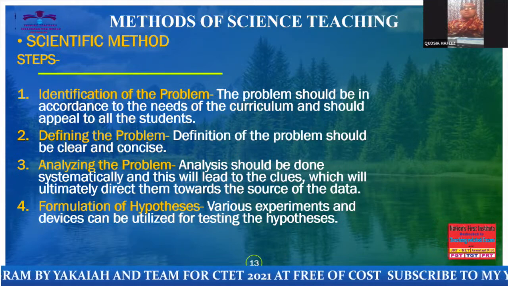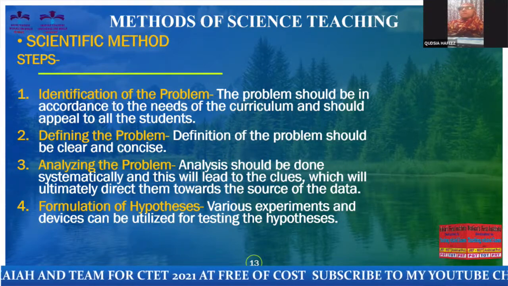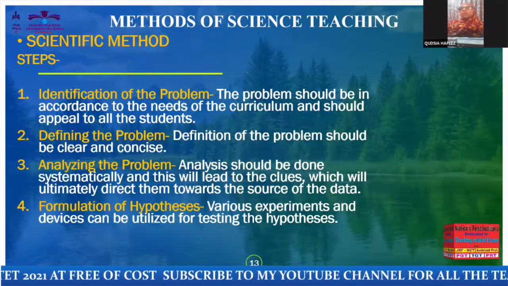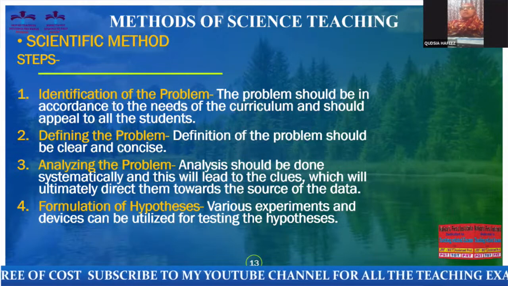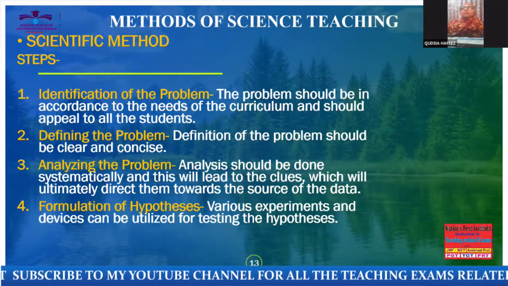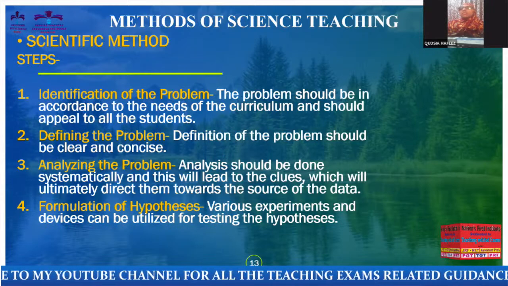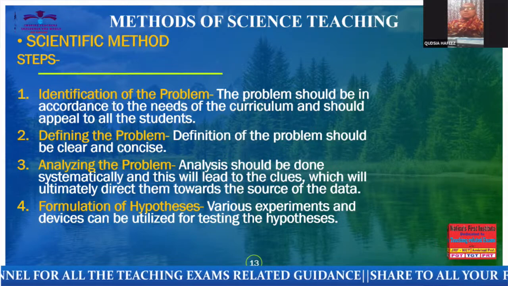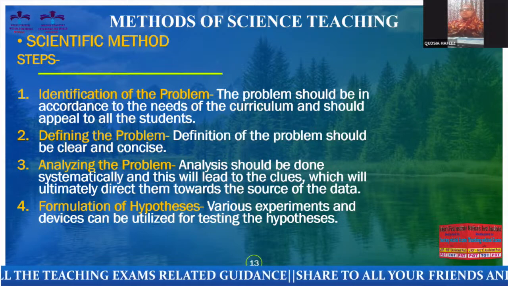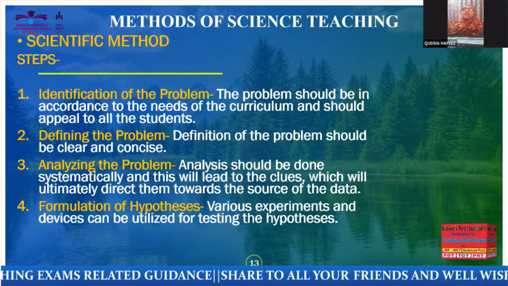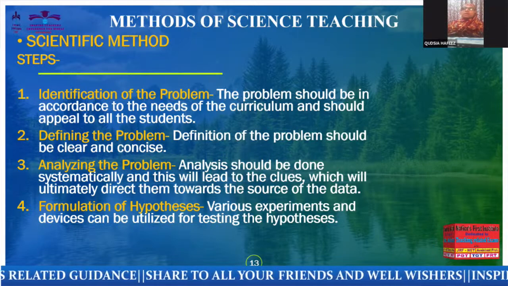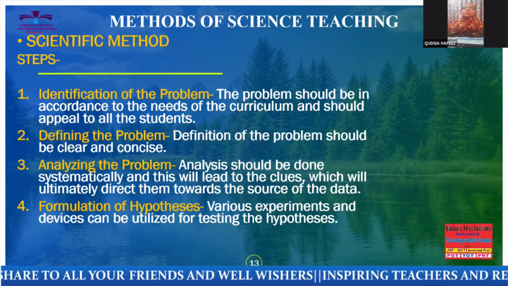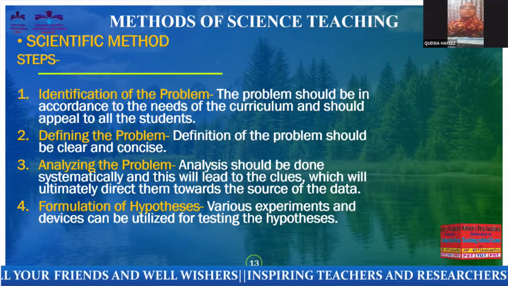Then fourth is the formulation of hypothesis. Once they have analyzed the problem, the next step is formulation of hypothesis. They try to formulate a tentative hypothesis or tentative solution, like by trying to do some activity in that. Like, for example, they do various experiments and devices can be utilized for testing the hypothesis. So once they write down their hypothesis, once they have their own tentative solutions on paper, they test each and every hypothesis, whether this could be the solution, whether this could be the solution, or any other solution would be there to solve the particular problem.